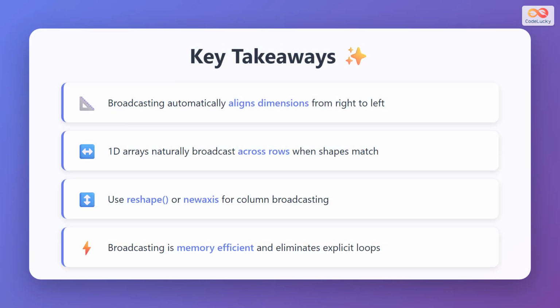Let's review the key takeaways from this tutorial. First, broadcasting automatically aligns dimensions from right to left, comparing array shapes from the trailing dimensions. Second, one-dimensional arrays naturally broadcast across rows when their shapes match the number of columns in the two-dimensional array. Third, to achieve column broadcasting, use reshape or newaxis to convert your one-dimensional array into a column vector. Finally, broadcasting is memory efficient and eliminates explicit loops, making your NumPy code faster and more elegant. With these concepts mastered, you're ready to leverage broadcasting for efficient array operations.